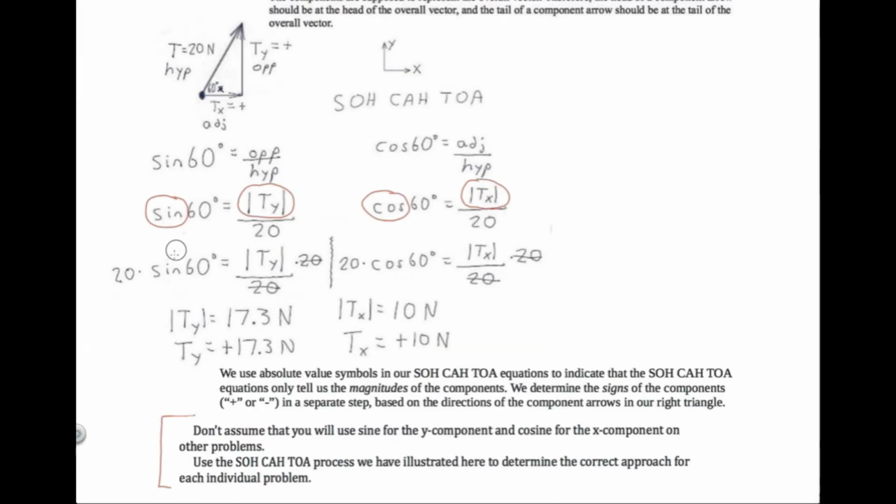For this problem, we used sine for the y component and cosine for the x component, but you will see other problems in which you need to use sine for the x component and cosine for the y component. So don't assume that you will use sine for y and cosine for x on other problems. Use the SOHCAHTOA process that we've illustrated here to determine the correct approach for each individual problem.